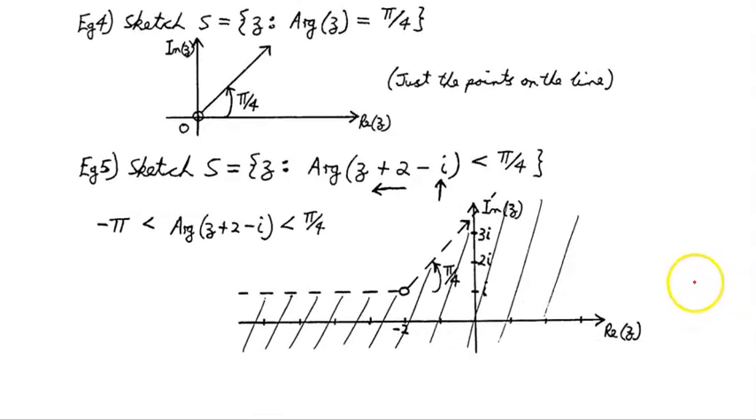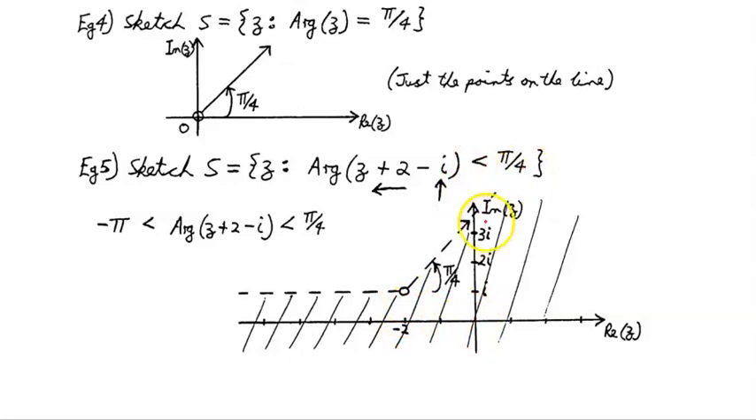Okay, next example. Let's sketch S, which is the set of complex numbers Z, such that the principal argument of Z plus 2 minus i is less than pi on 4. So it's similar to the one above, except that we've taken our complex number Z, we've translated it 2 units to the left because it's plus 2 there, and we've translated it 1 unit up. So here we go, 2 units left, 1 unit up.